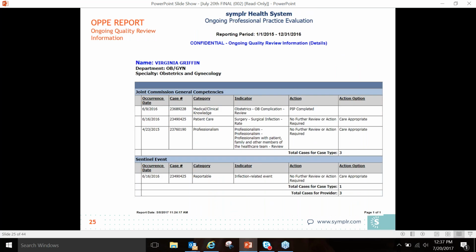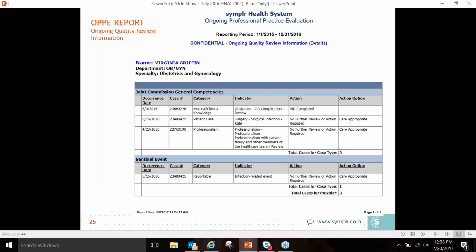Then we can pull in data from our peer review area or our workflow area where you can trend and track indicators. So I have pulled in the fact that we are looking at some Joint Commission competencies here on her. And also we've had a Sentinel event with her, and that's a peer review probably action or something.